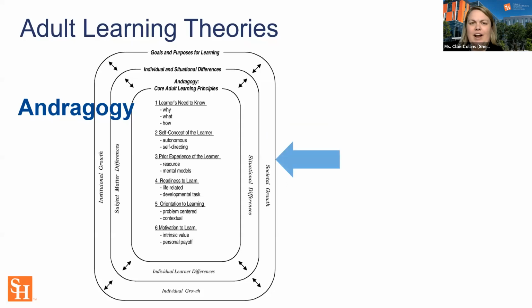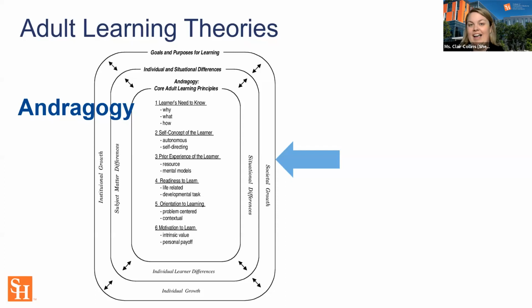The next thing is the prior experience of the learner. What are their resources? What are the mental headspaces that they are in? If we can dig a little into that, then we have much better experiences. Some of that is as simple as knowing if someone is a little more introverted or extroverted. It's a simple thing, but it makes a big impact.